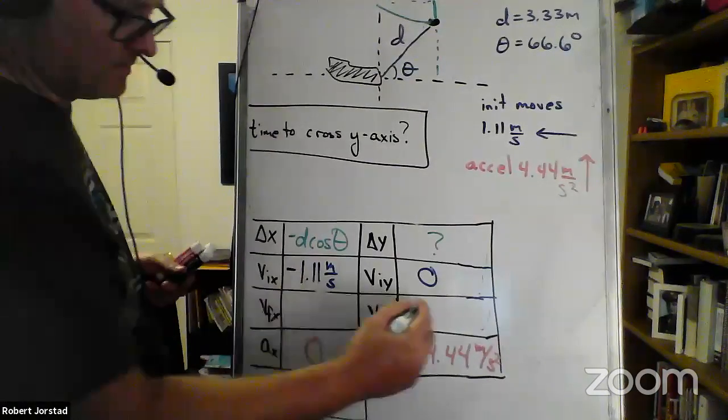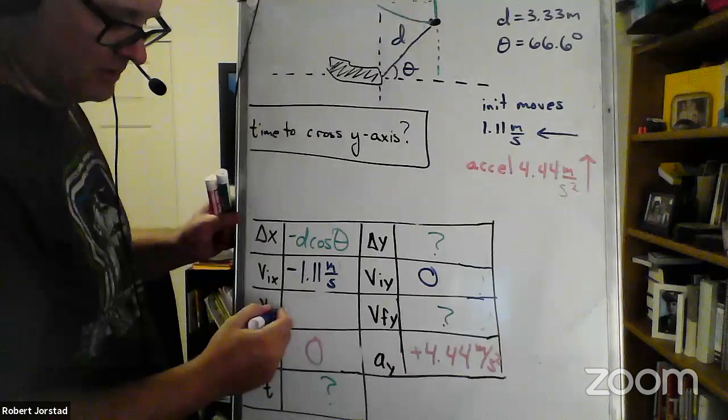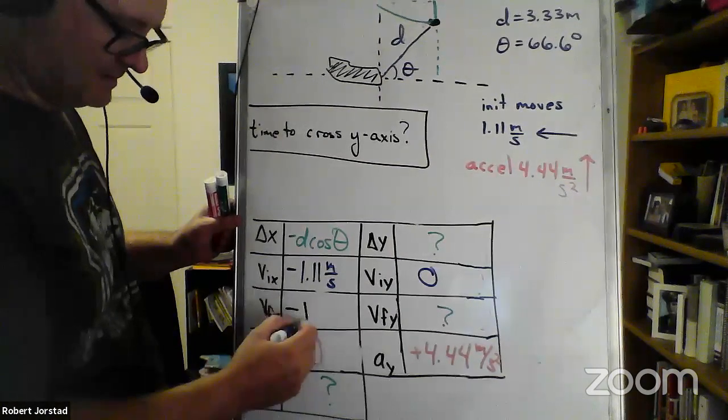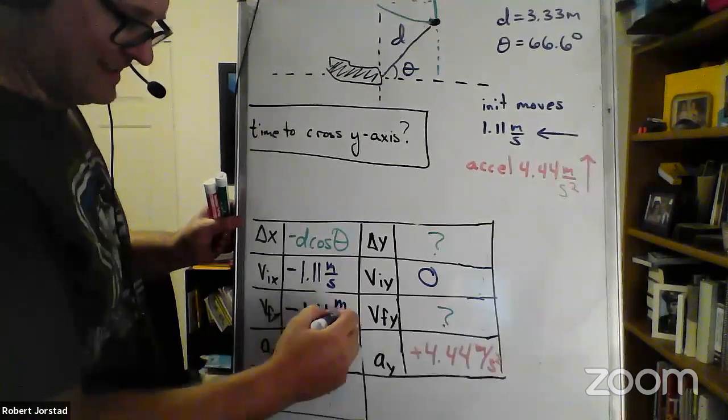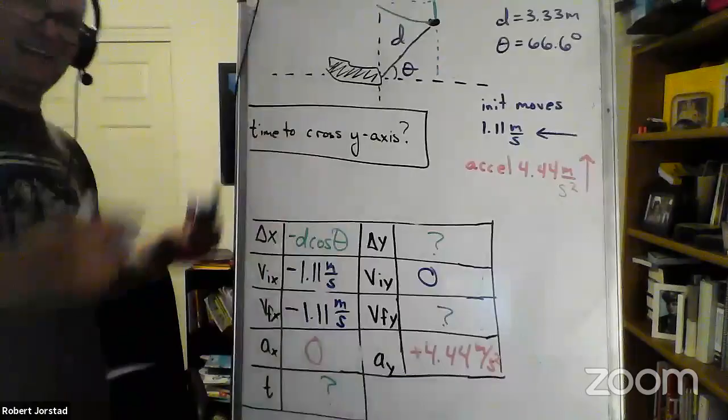No. Nope. We also don't know v final x either. How about v final x? Nope, we do. Ax is 0. Don't you love it? It's so sneaky. It's like, shoot, right?